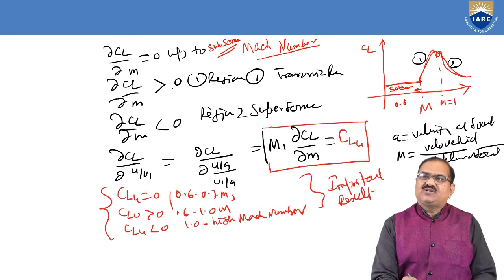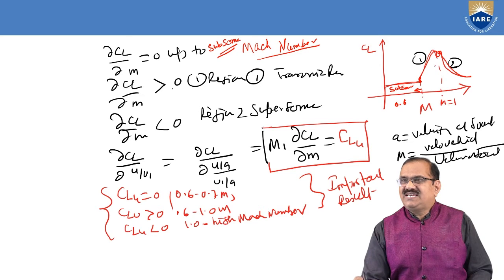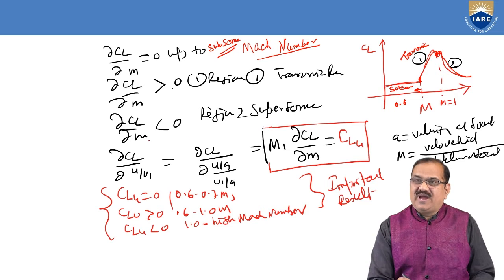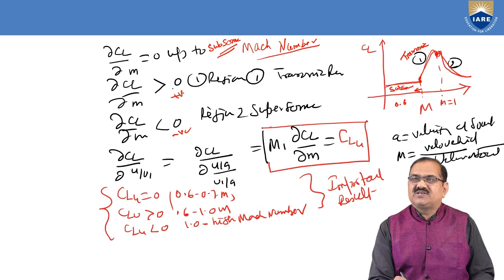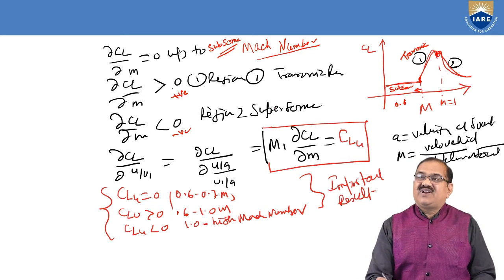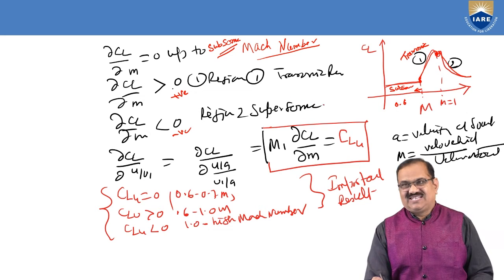If ∂CL/∂CM is greater than 0, you can see the plot is going positive. Case 1, it is a transonic region. And if ∂CL/∂M is less than 0, or negative, it is falling. It means it is in the supersonic or high speed supersonic range.